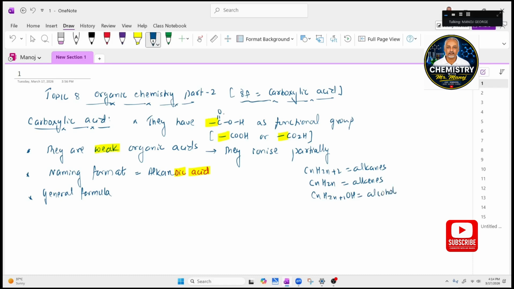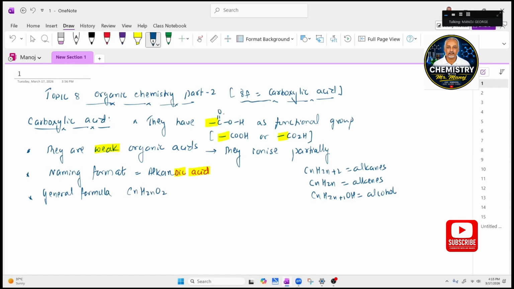So everybody has a general formula. n was the number of carbon atoms. With the help of the general formula, you could figure out the molecular formulas very quickly. You're always supposed to memorize this. You should not forget this. So the general formula of carboxylic acid, the one that you can use, is CnH2nO2. This is a simplified general formula, and I will show you how best to use it.